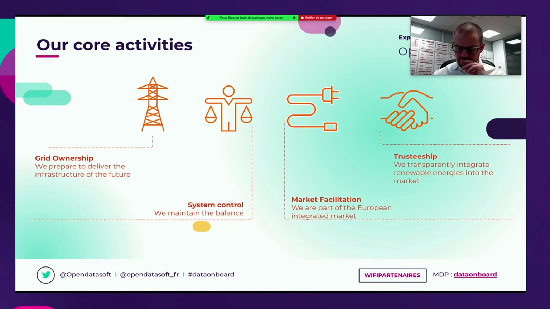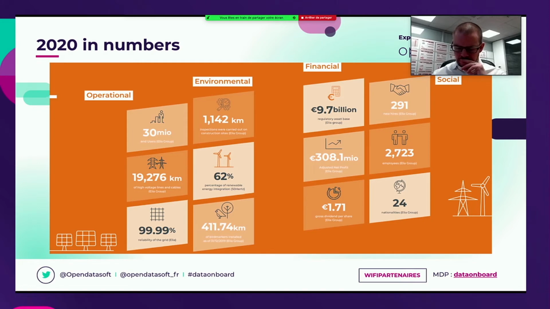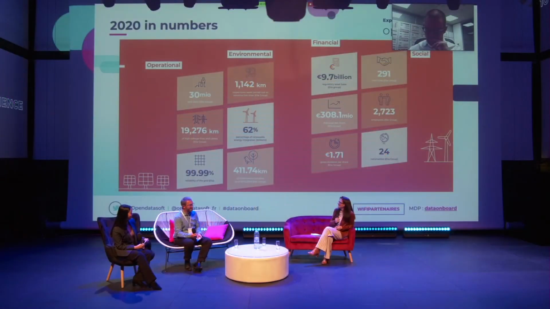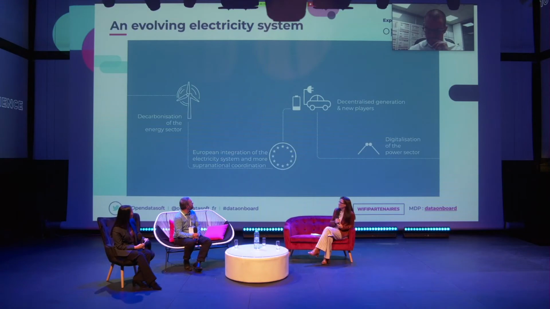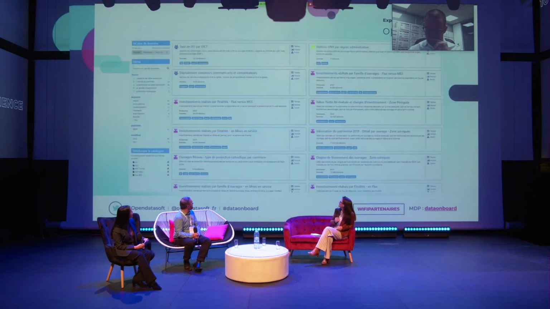So next slide, please. Some numbers, 2020. So we own a bit more than 19,200 kilometers of high voltage lines and cables. We supply power to over 30 million end users, and we have a reliability of the grid of 99.99%, of which we are very proud. And then we can go to the content slides.